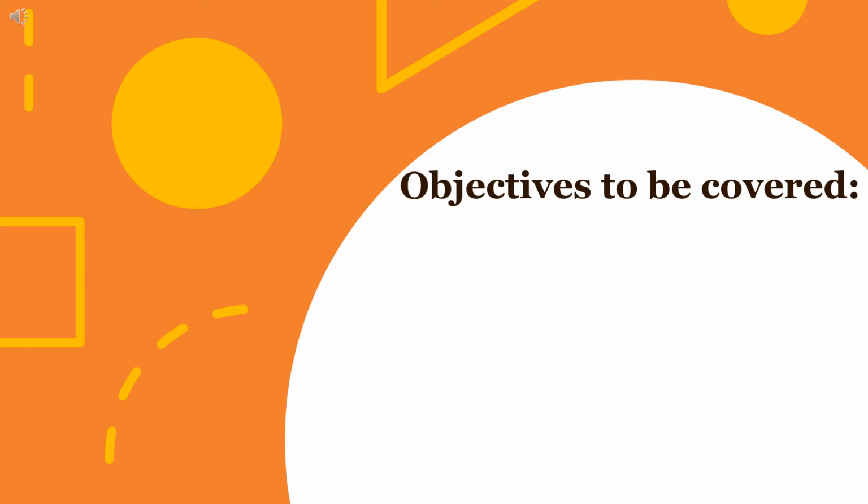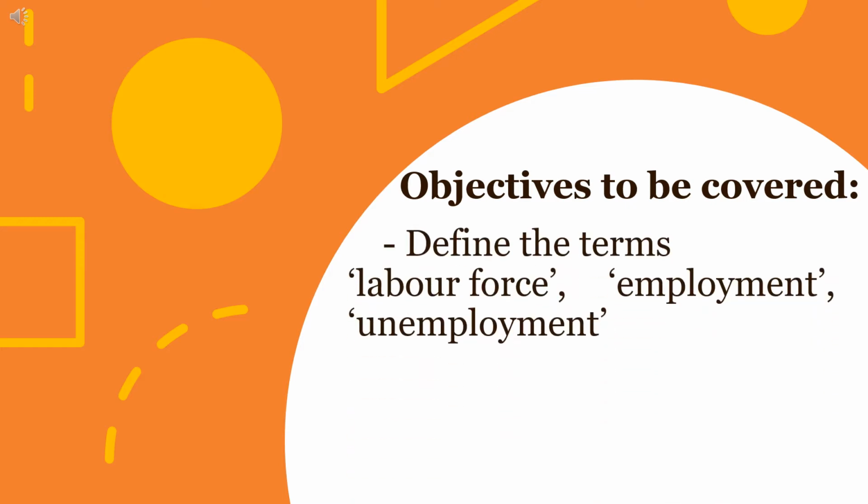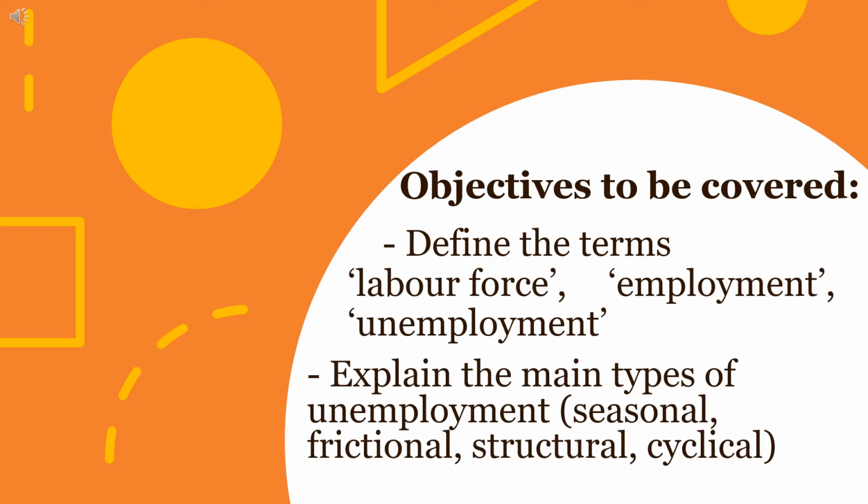But before we do that, we need to cover some key terms. Those terms that we'll be going through are labor force, employment, and unemployment. Then we're going to look at the main types of unemployment, so seasonal, frictional, structural, and cyclical, with examples being provided for each of these.